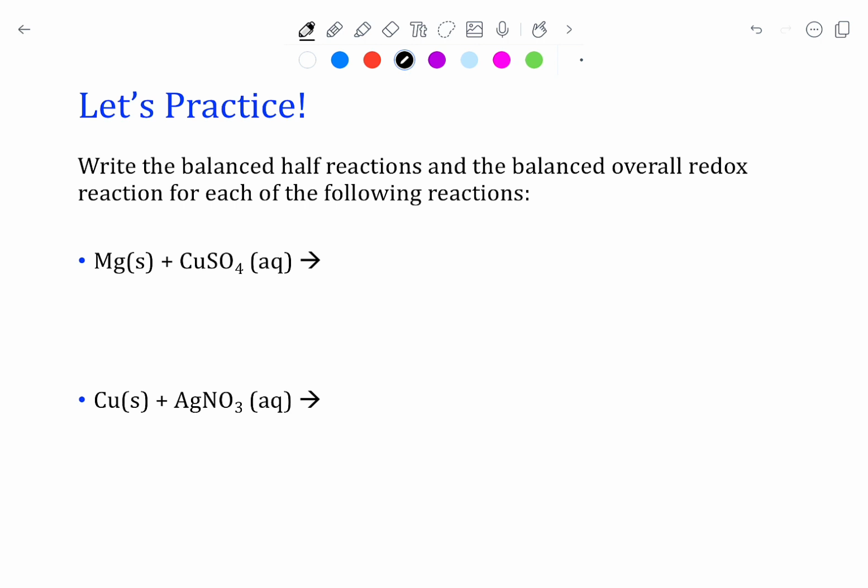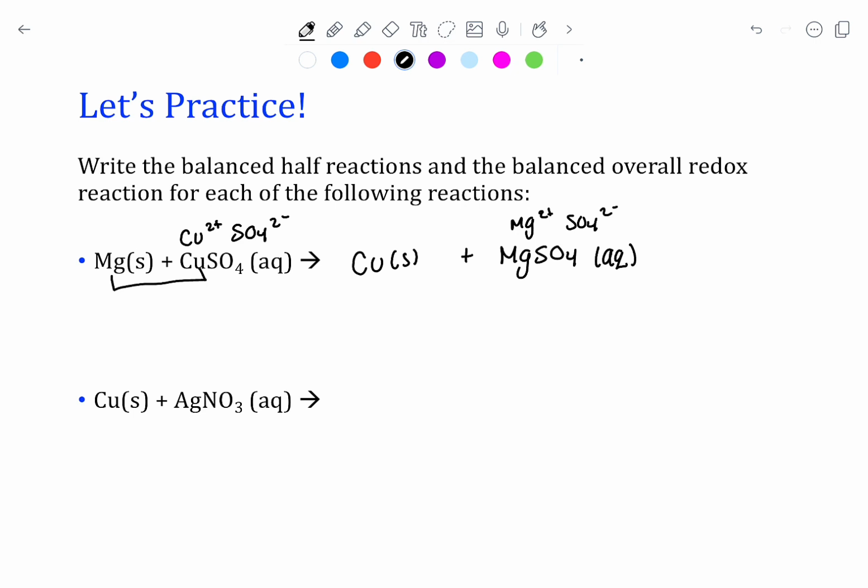But for our first one, we know that magnesium is going to form a 2 plus ion. That's going to go with the sulfate, right? Because we have copper 2 plus, SO4 2 minus. We're just going to swap out our cations. Our metals are going to switch places. So we get copper solid plus MgSO4. We know magnesium is going to form a 2 plus ion, so this is now Mg 2 plus and SO4 2 minus. SO4 is going to be our spectator ion in this reaction.